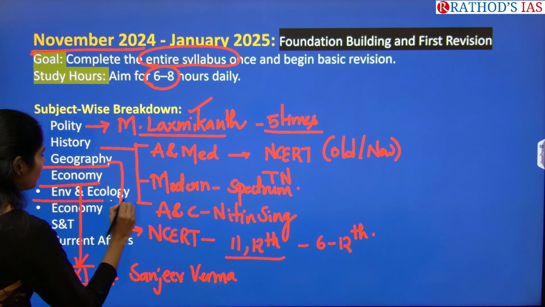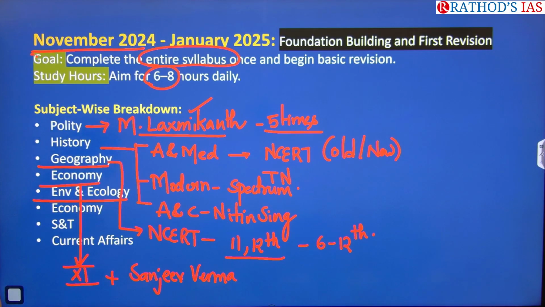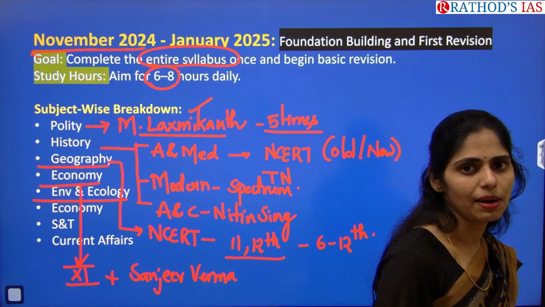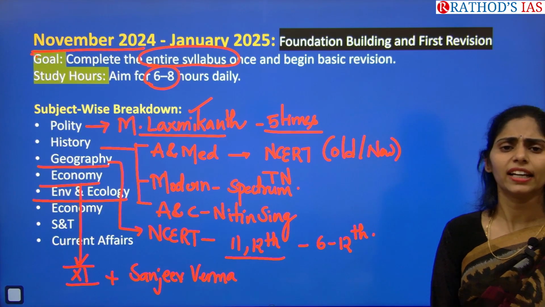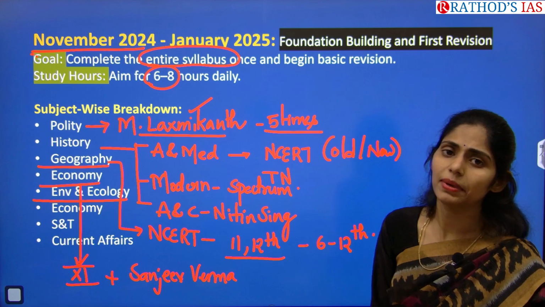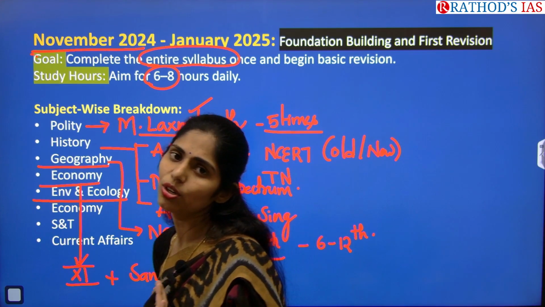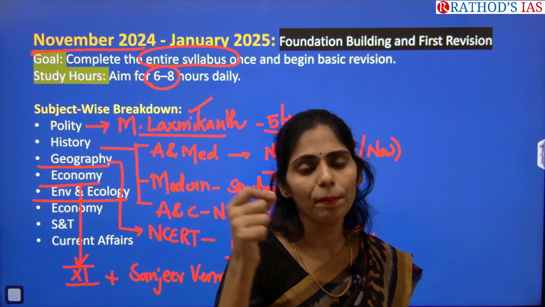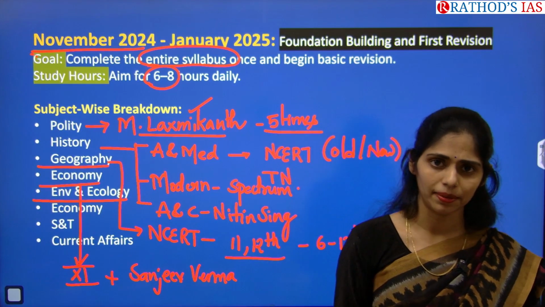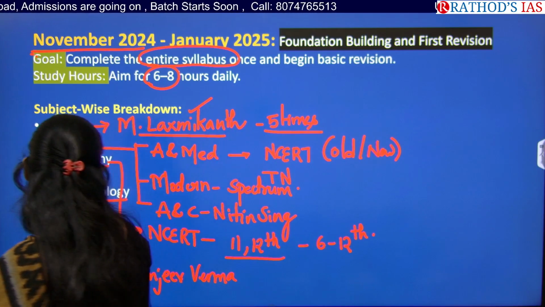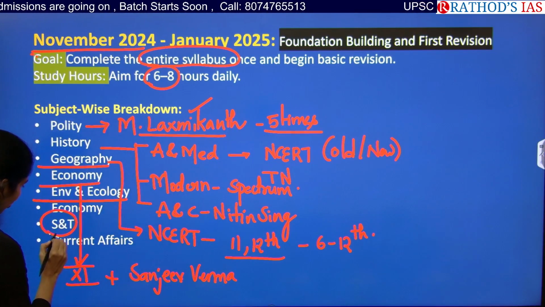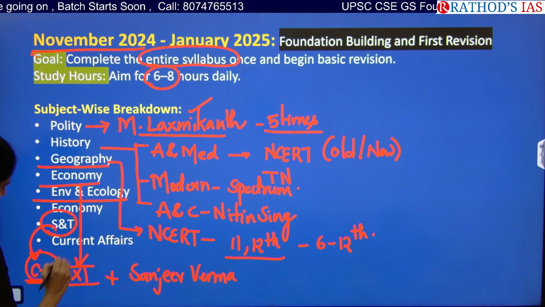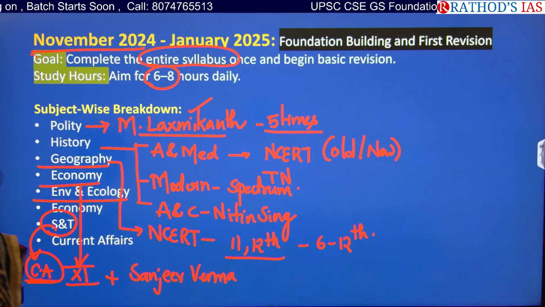Next, for environment and ecology, there are only 3 chapters in your 12th class biology NCERT. Read those 3 chapters so that you get some basic idea regarding the concepts of environment and ecology. Apart from that, you can also refer to Shankar IAS, but refer only topic-wise. Don't read from cover to cover. And for your science and technology, you can refer to your class notes, whatever you have, and you have to see current affairs.